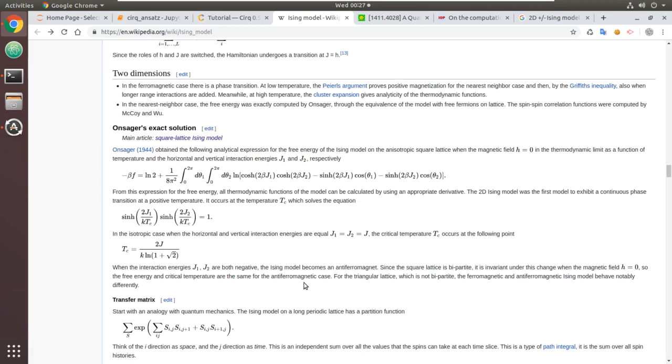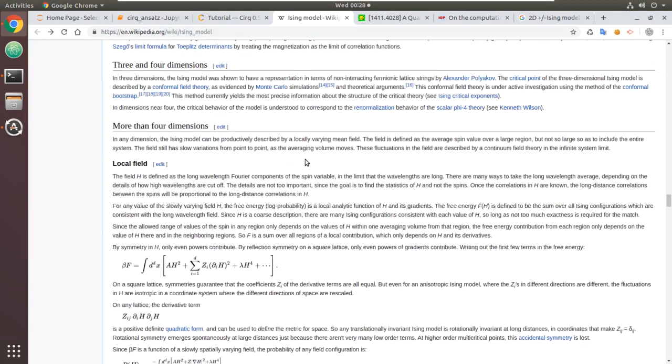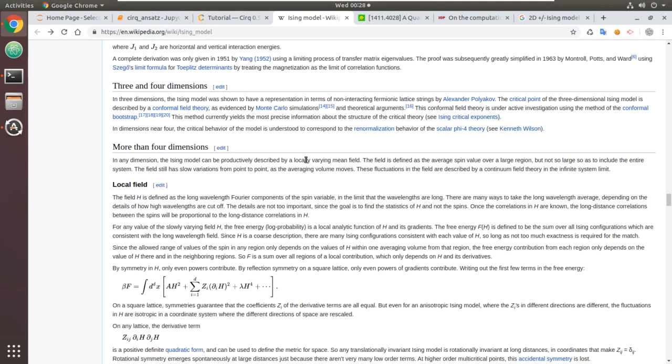If J1 and J2 are both negative, the Ising model becomes antiferromagnetic. Blah blah blah. In the ferromagnetic case, there's a phase transition at low temperature. The problem proves positive magnetization for the nearest neighbor's case. So here we've got 2 fields. That's why it's called 2-dimensional, not... so in 3-dimensional, it's not because it's a 2D lattice. Or is it?